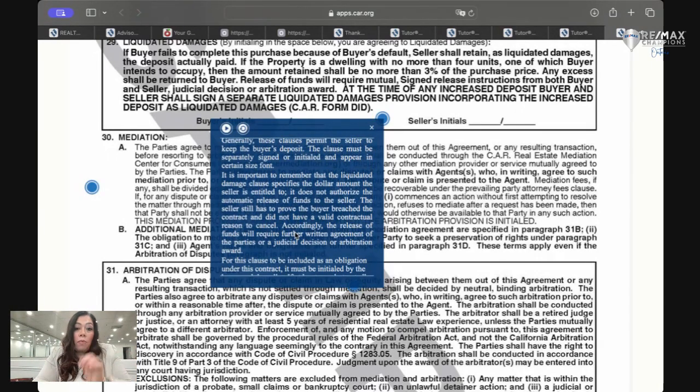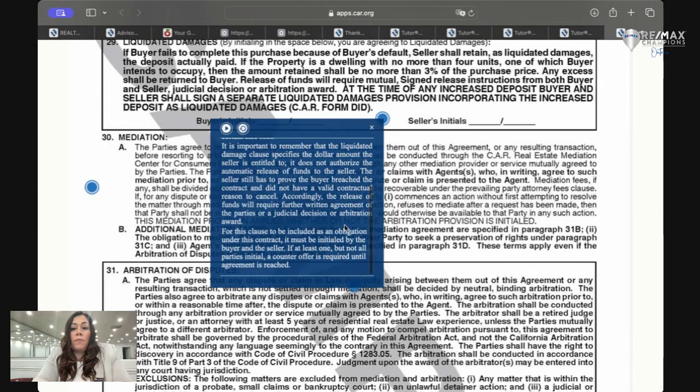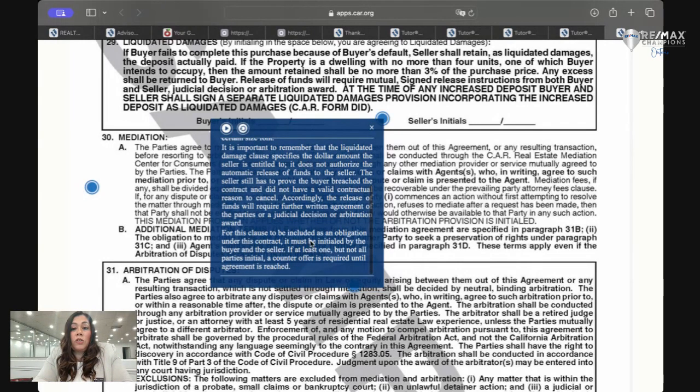And it's important to remember that the liquidated damage clause specifies the dollar amount the seller is entitled to. It does not authorize the automatic release to the seller. The seller still has to prove the buyer breached the contract and did not have a valid contractual reason to cancel. So the release of funds will require further written agreement from both parties, or a judicial decision or arbitration award. So for this clause to be included as an obligation under this contract, it must be initialed by both.